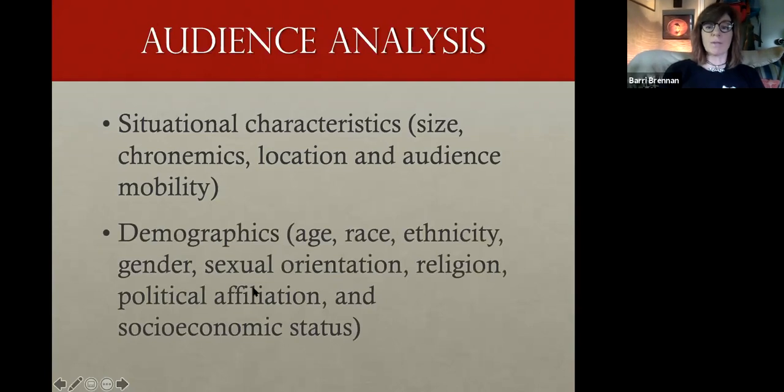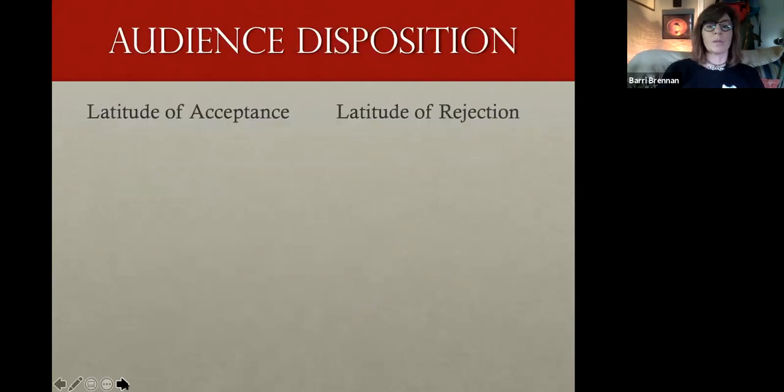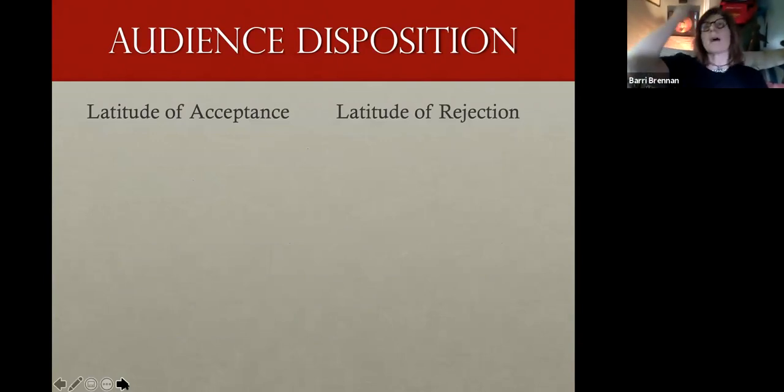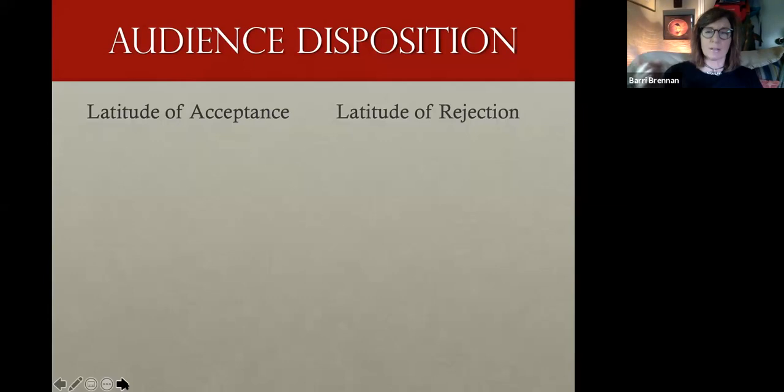Think about the demographics: age, race, ethnicity, what's the religious background of the people, their political affiliation. Okay, latitude of acceptance and latitude of rejection. So this is really about the disposition of the audience. We talked about weakening and strengthening. It's like taking it a step farther.